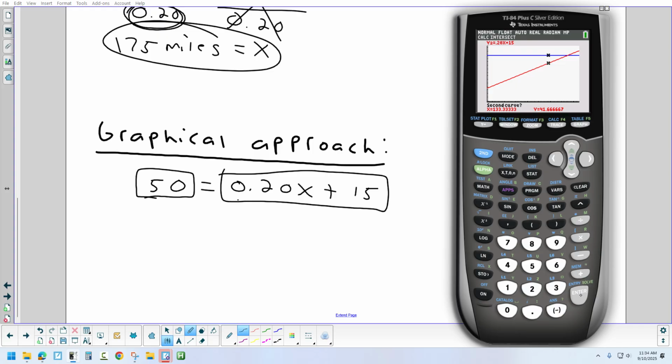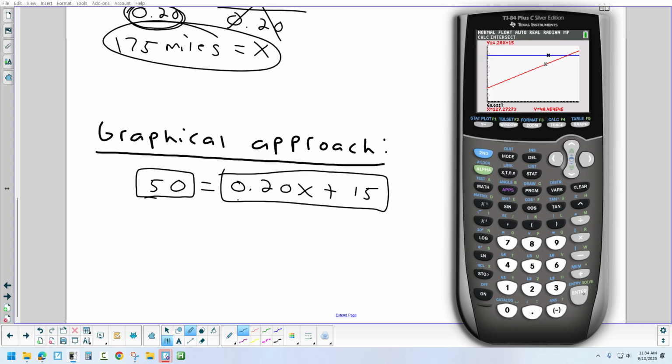The next thing it says is second curve. We're trying to tell the calculator what is the second thing that you want to use for the intersection. We want to use the red one. So you can put your cursor anywhere you want. Doesn't matter. And you have to hit enter.